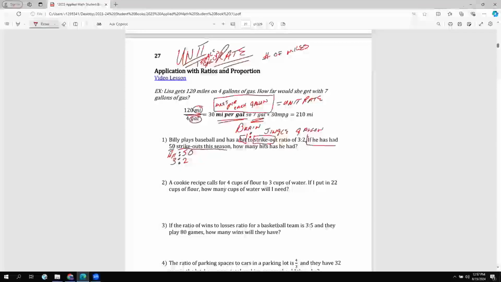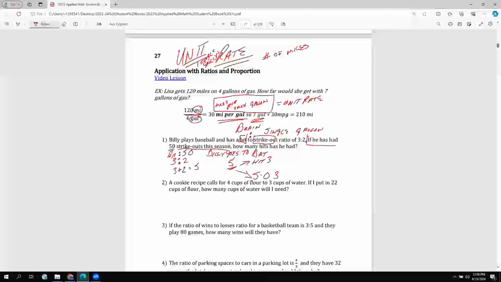So every time Billy goes up to bat, every 5 times he does this, 3 times he will hit the ball. 2 times he will strike out. I like to explain it this way because then students start to say, wait a minute. The 3 and the 2, you got the number 5 there, and I see where you got the 5. You took the 3 and added it to the 2, and that's how you got a 5.